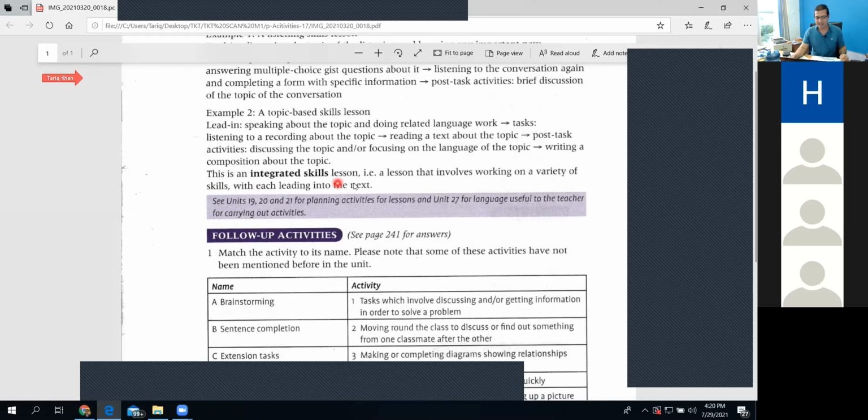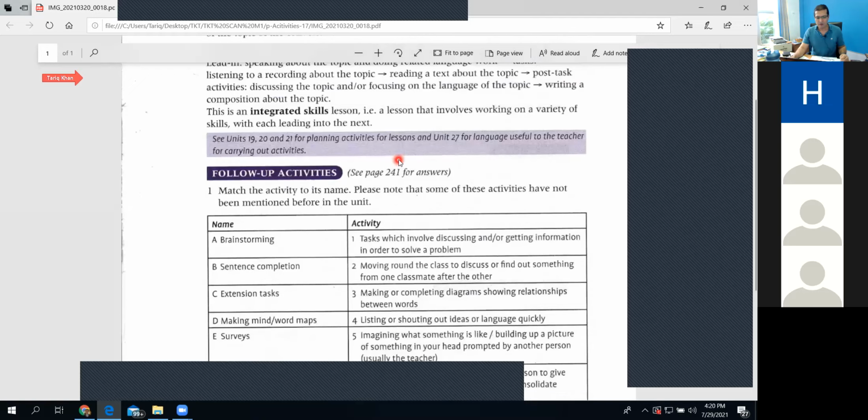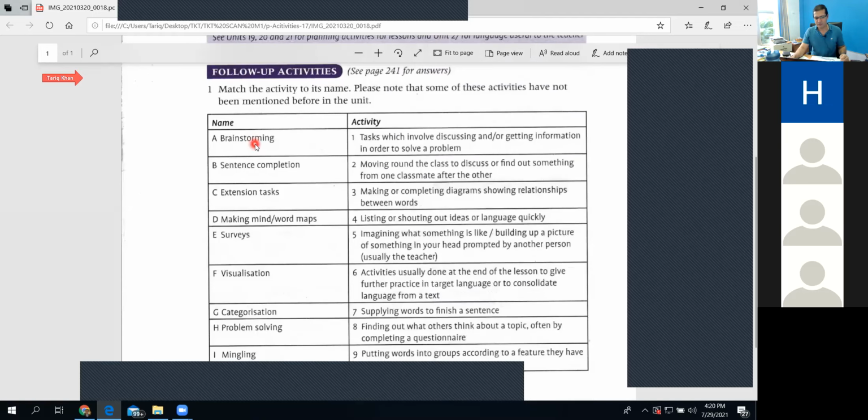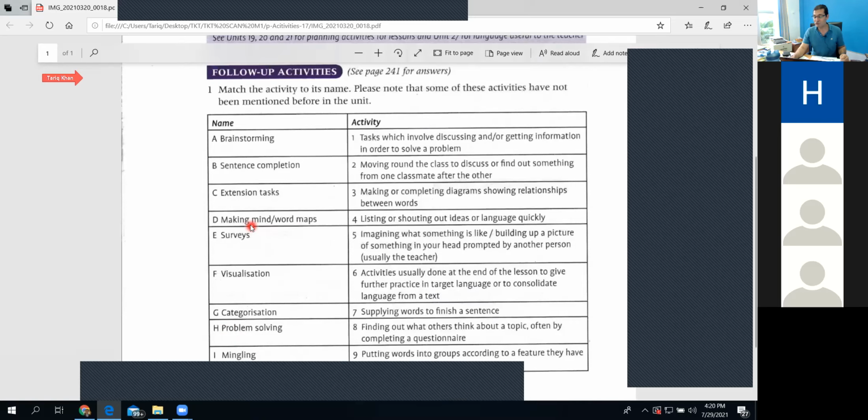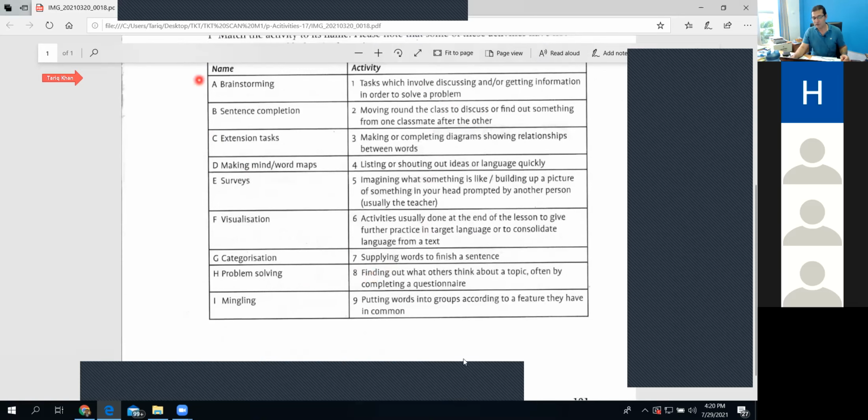This is an integrated skill lesson. For example, lesson to involve working variety. So that's it. These things, follow-up activity, you see that these different types of task: brainstorming, sentence completion, extension task, making mind maps, surveys, visualization, categorization, problem solving, mingling. Now all these different types of things which we do, you have to match with this. This is how you will be tested in the paper regarding it. Okay, so you need to know what it is.